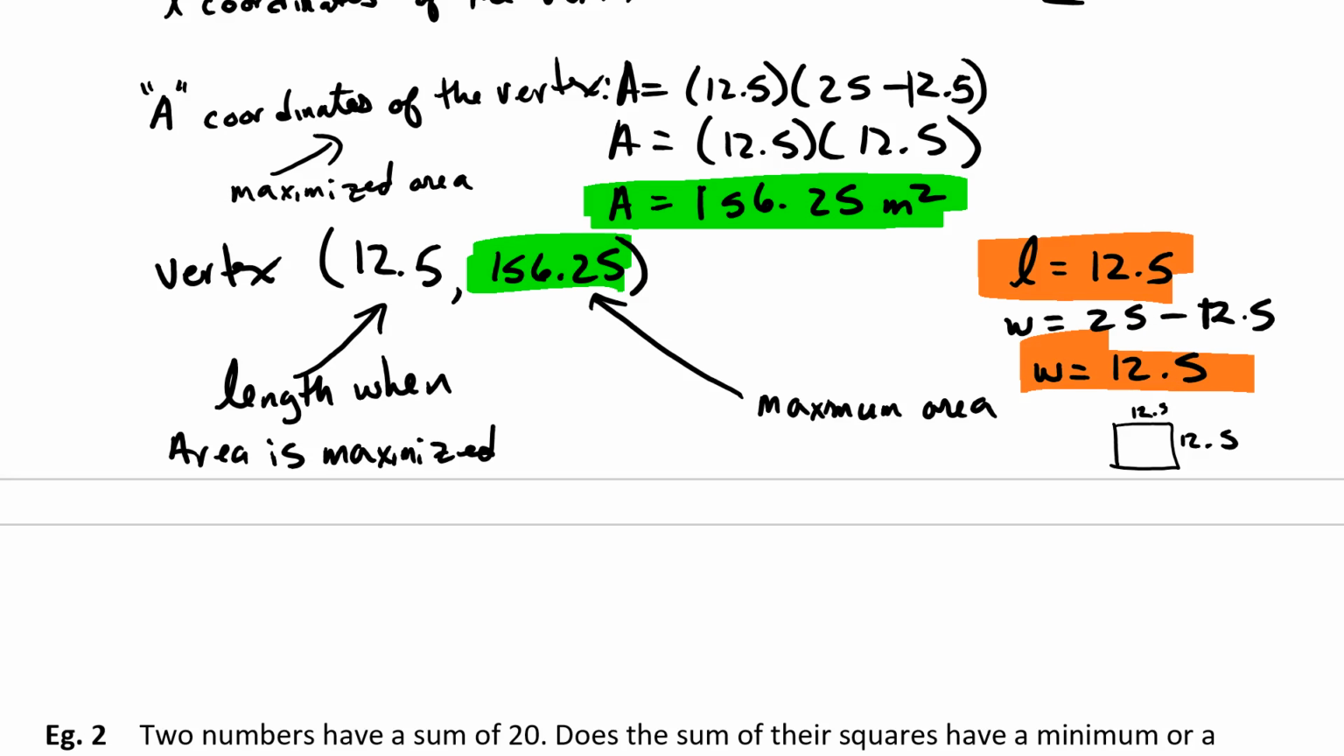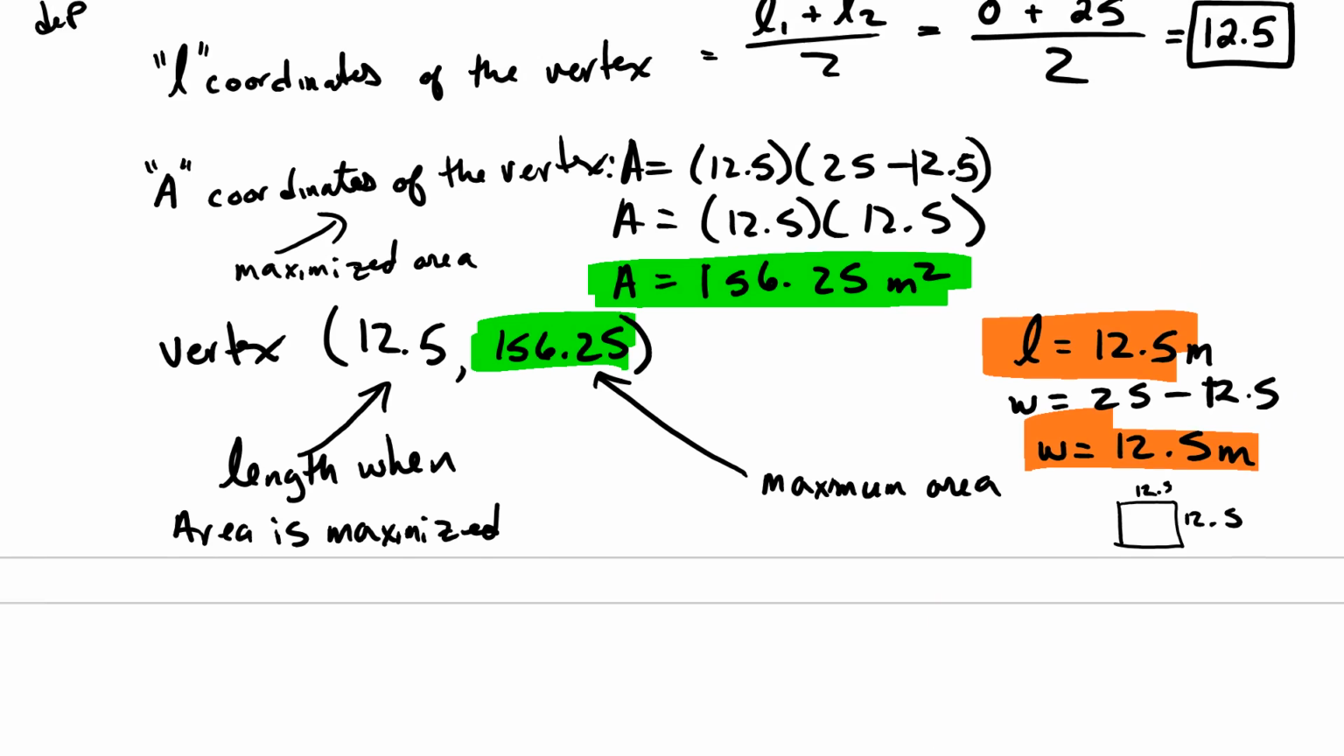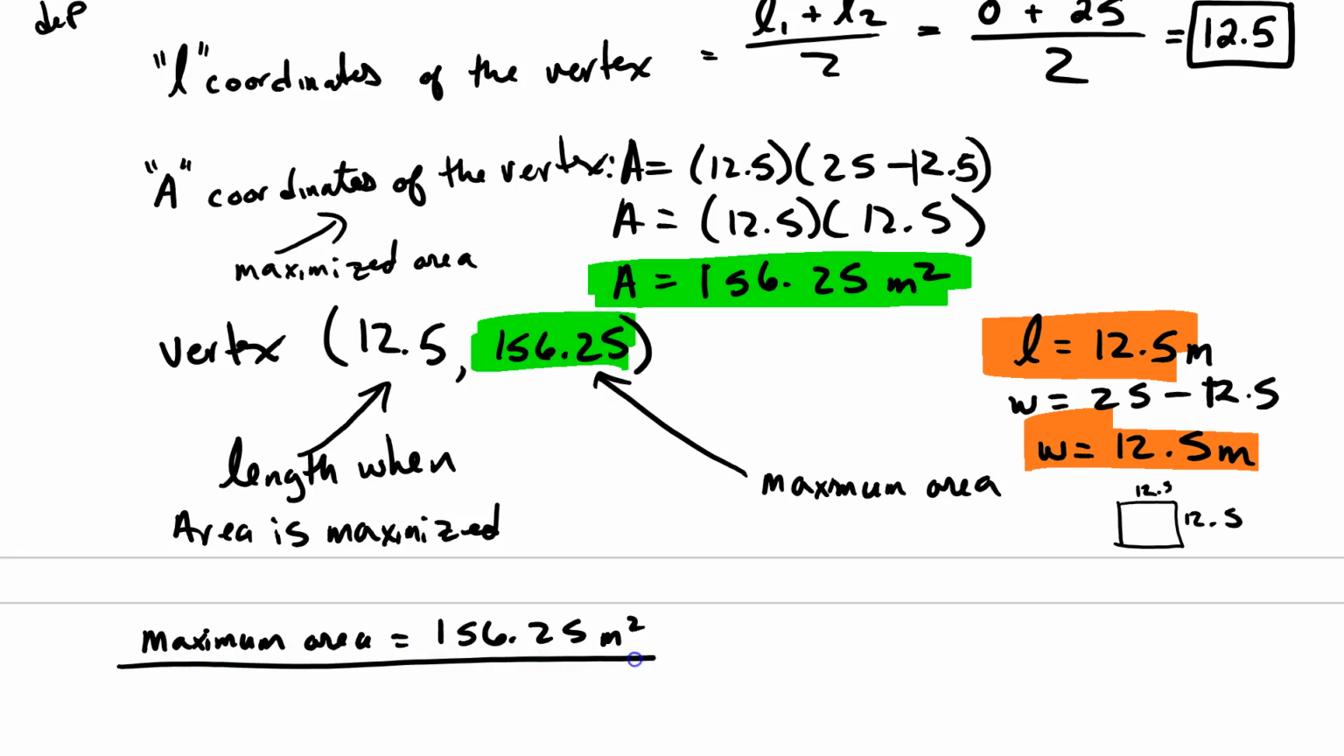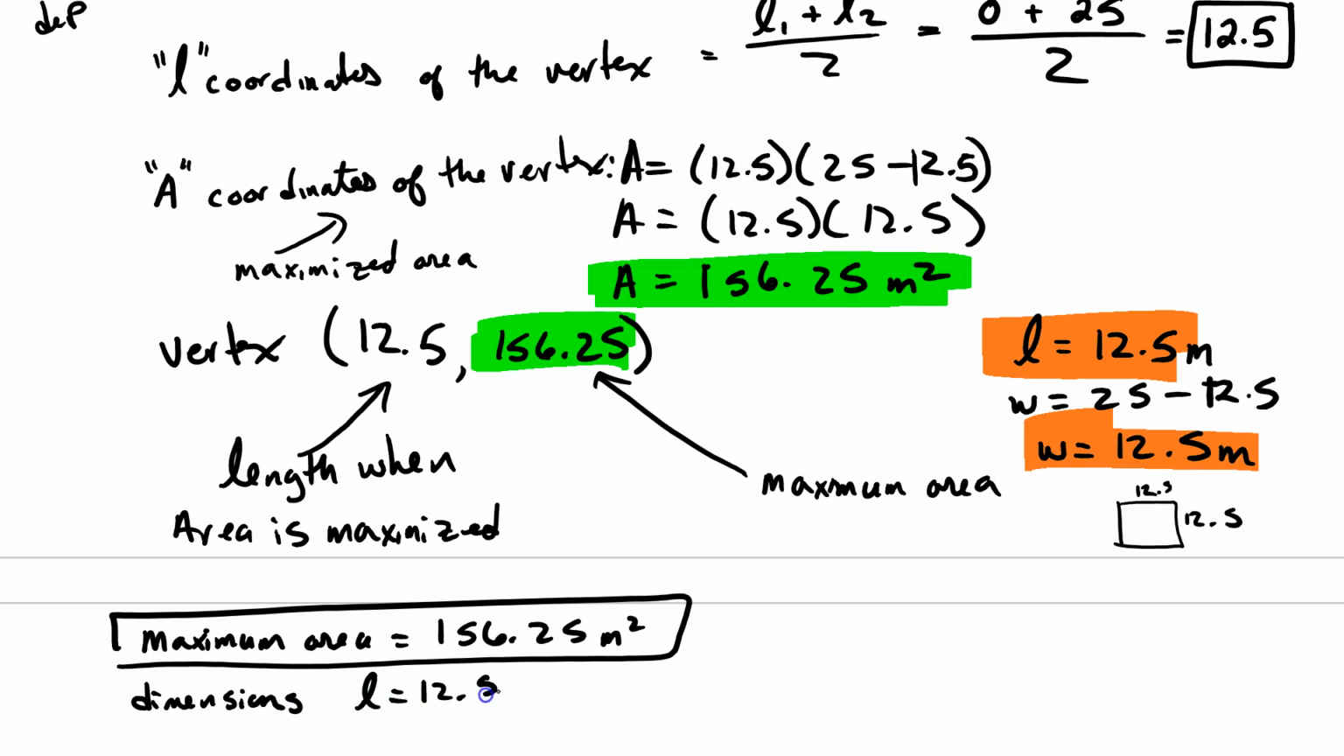And I would have given myself half a mark off because I forgot something. I forgot my units, so meters and meters. So if I wanted to write a final statement, I would say maximum area is 156.25 meters squared. Put a box around it because I like my teacher. And dimensions, they're going to be length equals 12.5 meters and width equals 12.5 meters.